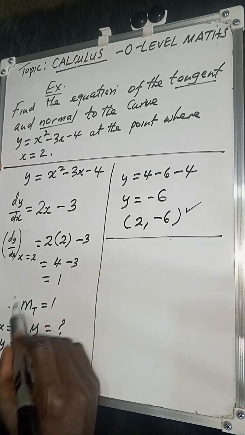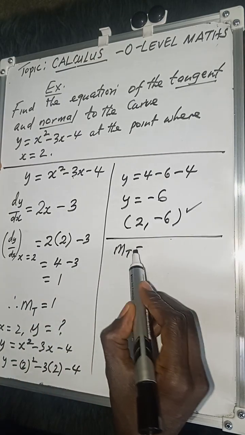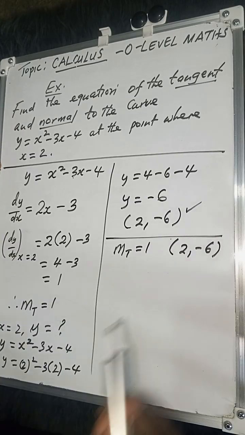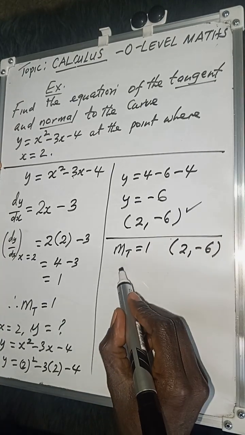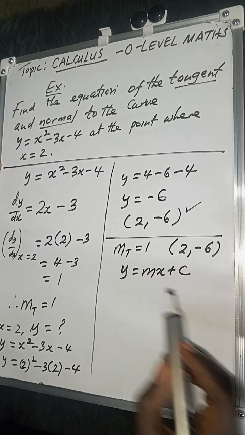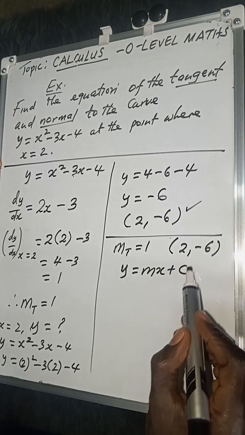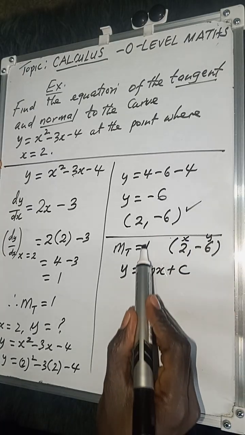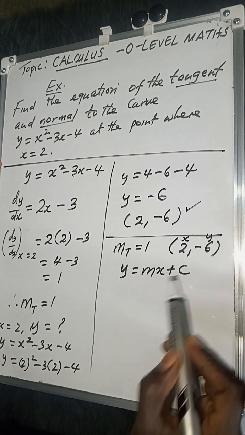Why? Because you know the gradient of the tangent is 1 and you have the coordinate 2, negative 6 there. So that's what you need. So using the equation of a straight line, y is equal to mx plus c. So how is that going to be? So we need to find the y-intercept. This will be the value of x, that will be the value of y, and we'll replace the gradient so that we can know the y-intercept.